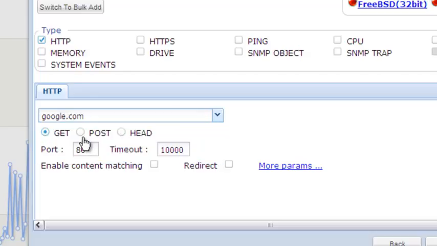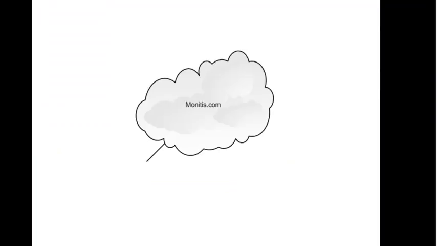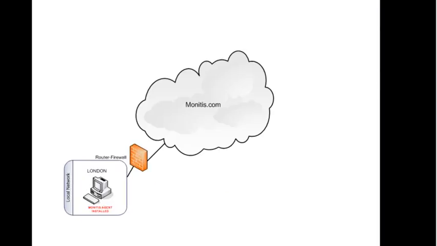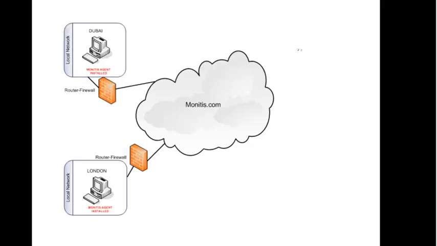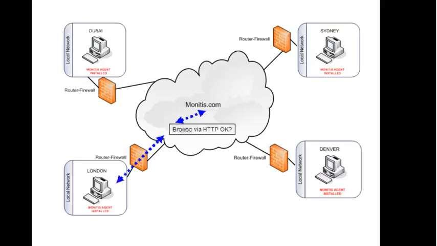This is different to using an external monitor to monitor Google.com, as this time we have turned our internal server into an additional monitoring location. Before, we were reliant on the default Monitus locations around the world, but now we can add our different locations. For example, a multinational company could install the agent on PCs in their London, Dubai, Sydney, and Denver offices, and maintain a constant check on their employees' ability to browse the World Wide Web.